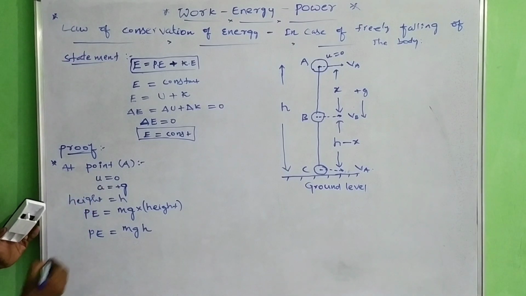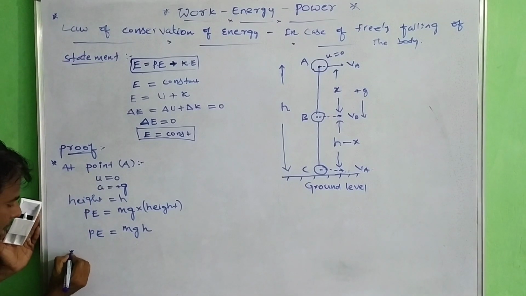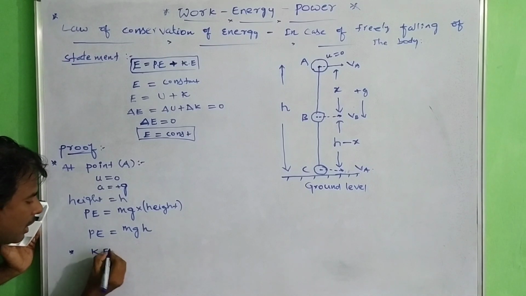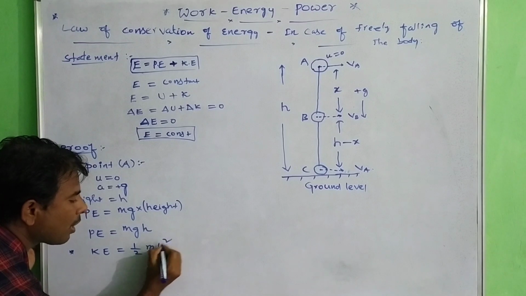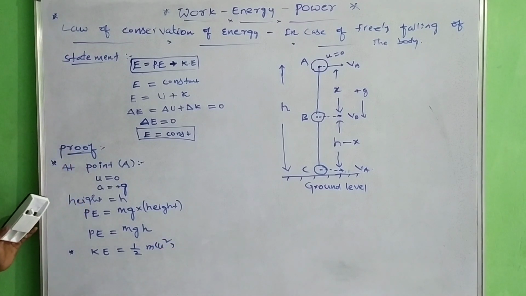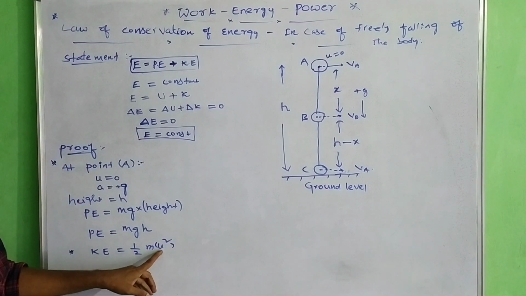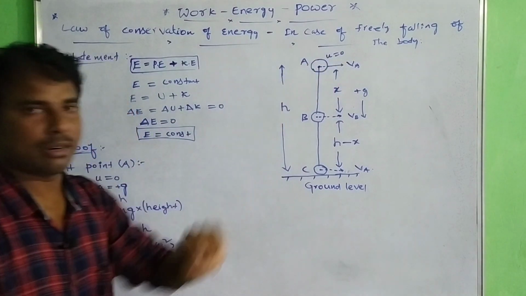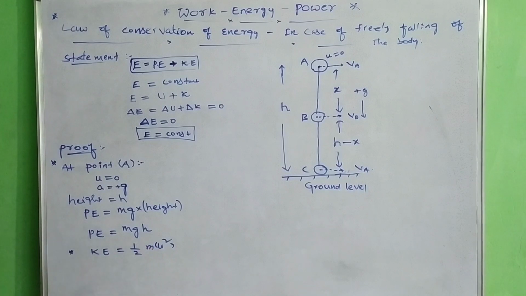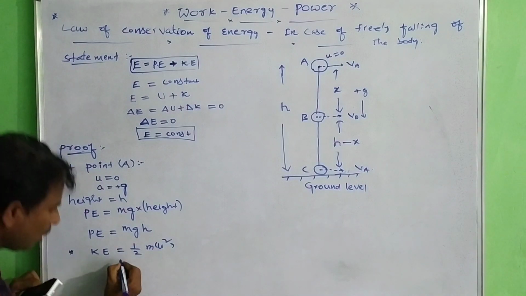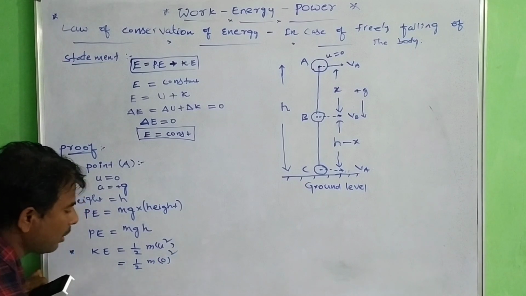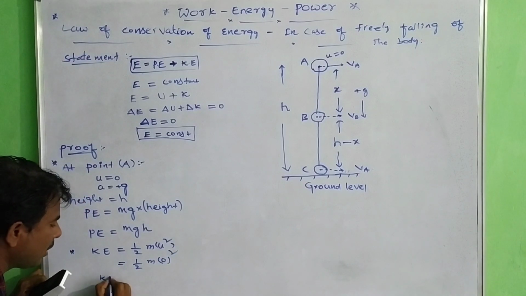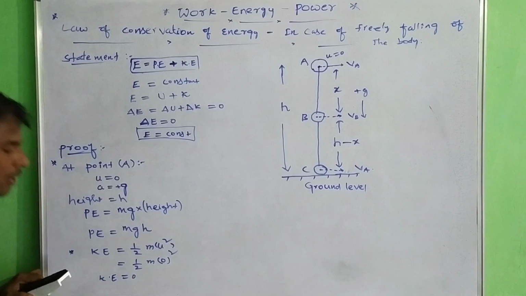Now we calculate the kinetic energy. Kinetic energy K equals half m u square, or v square; it can be used as u or v. At this point u becomes 0, and substituting this value, half m 0 square, finally kinetic energy equals 0.